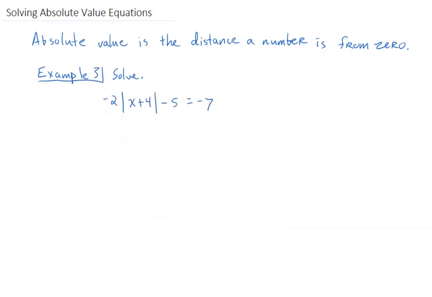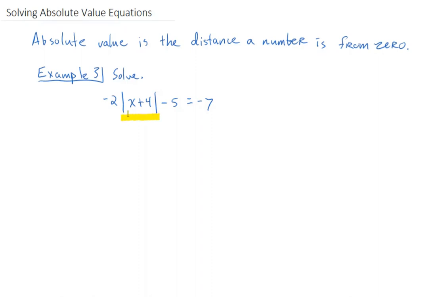Alright, we have negative 2 times the absolute value of x plus 4, and then minus 5 equal to a negative 7. So what makes this one more complicated is there's now stuff outside the absolute value on the same side. And so I can't use my logic anymore that we were using before.